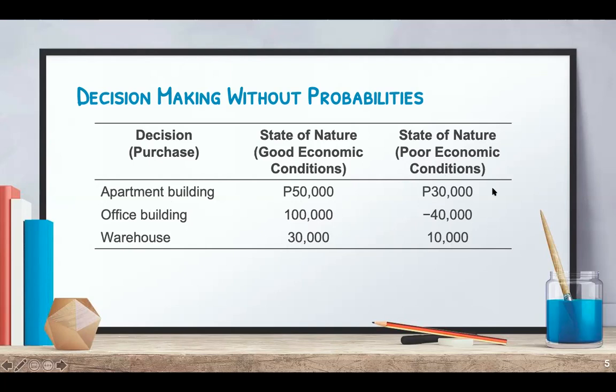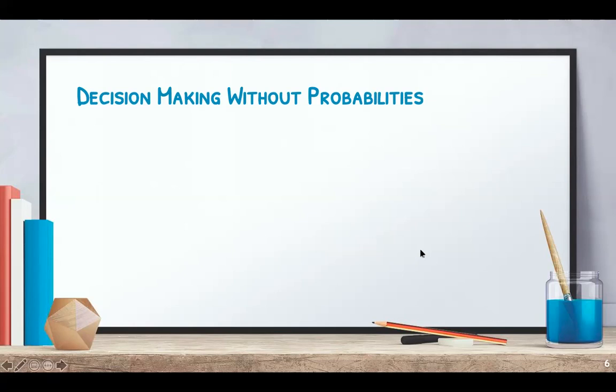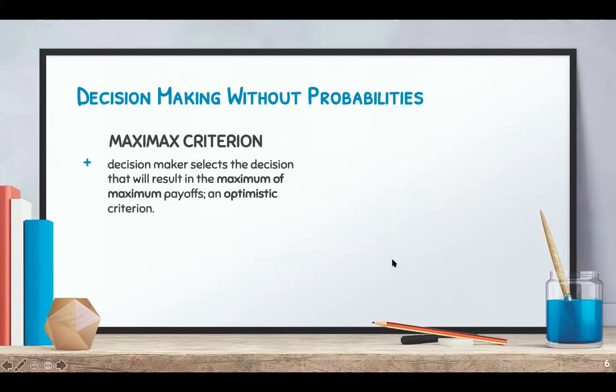So given this example, how do we make decisions now? We have various ways to make decisions. We will discuss them one by one. So number 1 is the Minimax criterion. In the Minimax criterion, what do we do? The decision maker selects the decision that will result in the maximum of the maximum payoffs. This is the optimistic criterion.